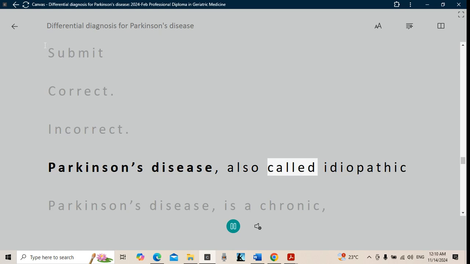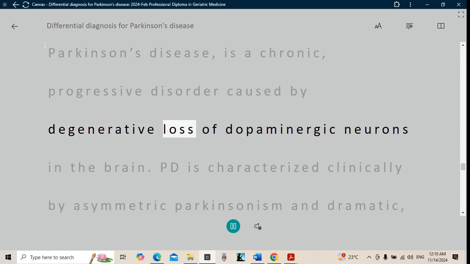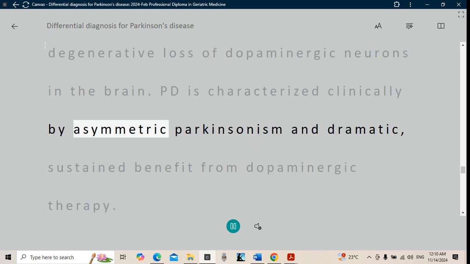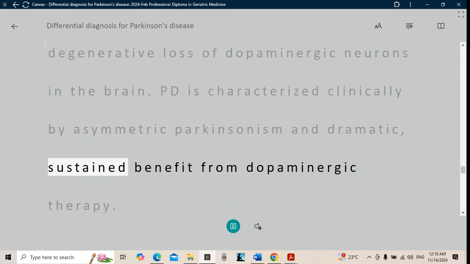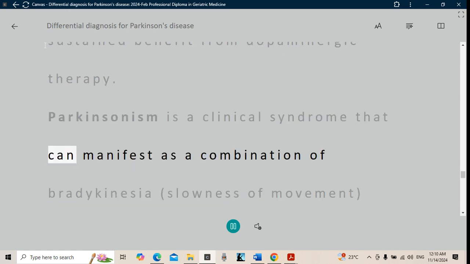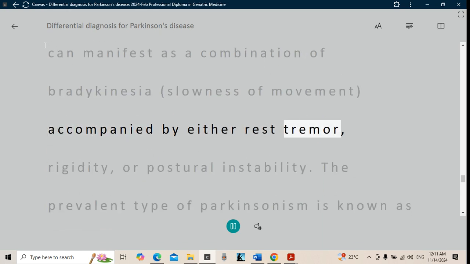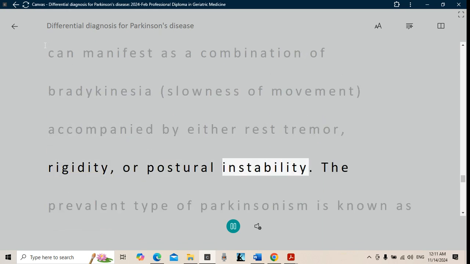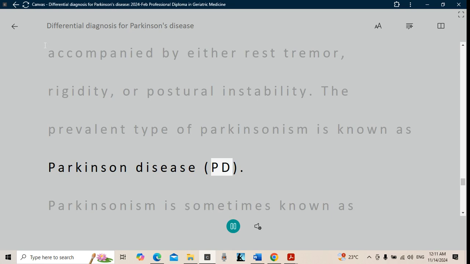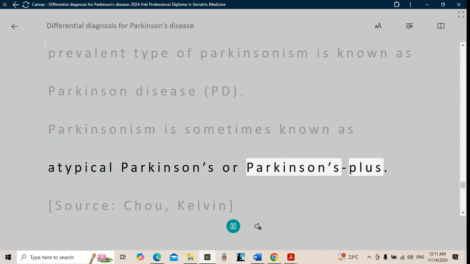Parkinson's disease, also called idiopathic Parkinson's disease, is a chronic, progressive disorder caused by degenerative loss of dopaminergic neurons in the brain. PD is characterized clinically by asymmetric Parkinsonism and dramatic, sustained benefit from dopaminergic therapy. Parkinsonism is a clinical syndrome that can manifest as a combination of bradykinesia, slowness of movement, accompanied by either rest tremor, rigidity, or postural instability. The prevalent type of Parkinsonism is known as Parkinson disease, PD. Parkinsonism is sometimes known as atypical Parkinson's or Parkinson's plus.